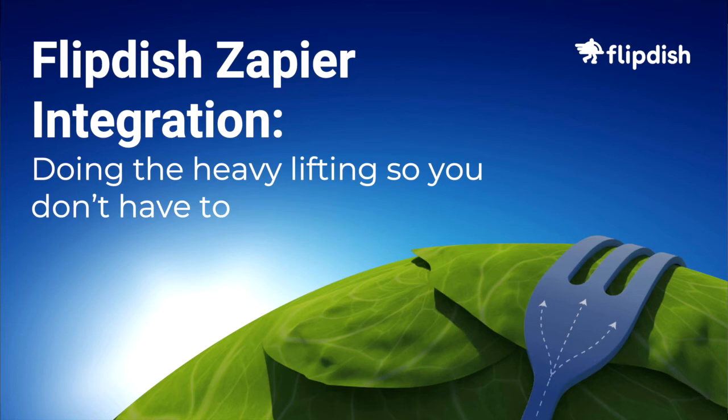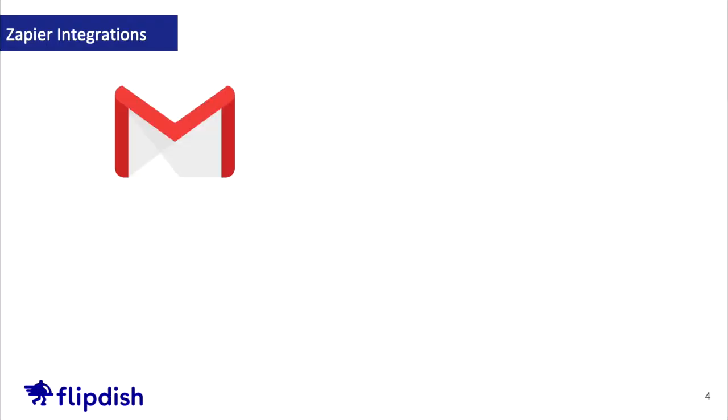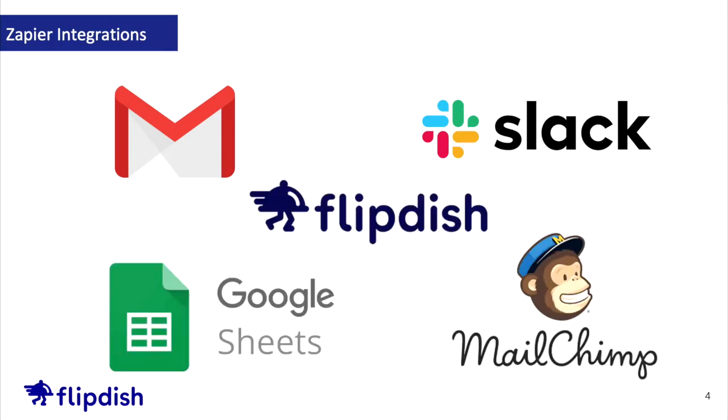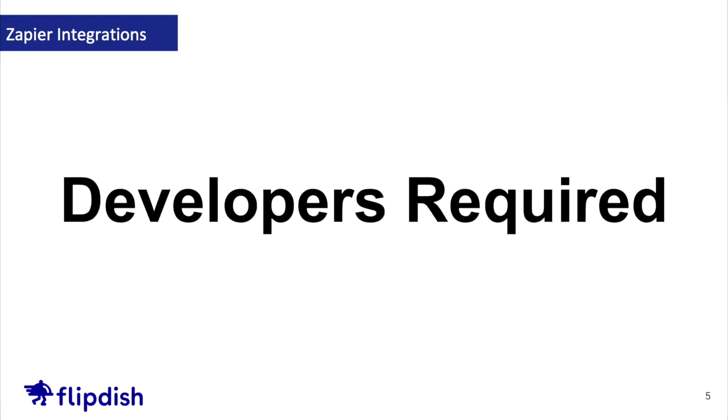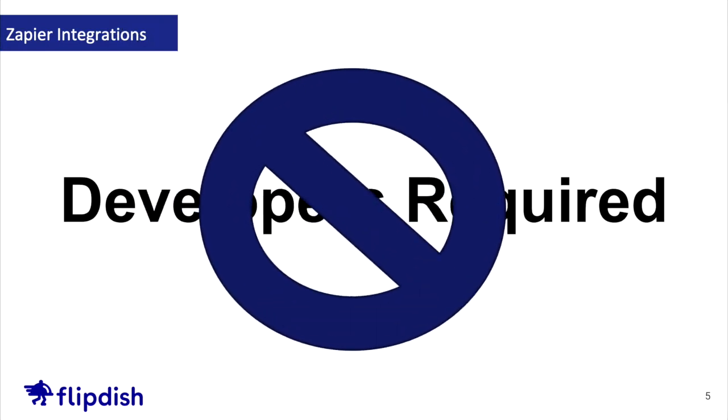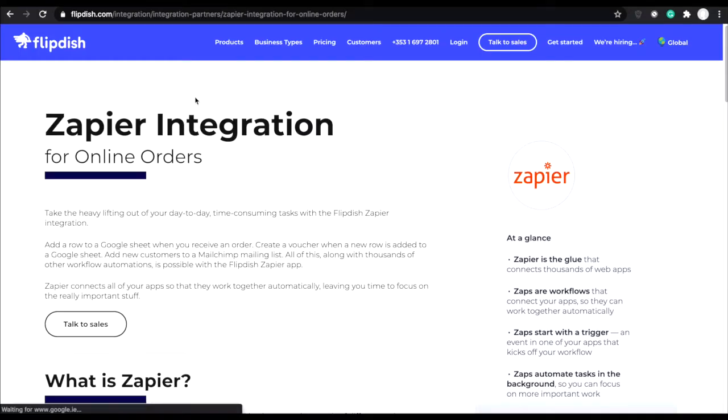So today we're going to look at Flipdish's integration with Zapier. Zapier is an online automation tool that connects your favorite apps such as Gmail, Slack, MailChimp, Google Sheets, and many more. You can connect 2 or more apps to automate repetitive tasks without coding or relying on developers to build the integration. It's easy enough that anyone can build their own app workflows with just a few clicks. These workflows are called Zaps.